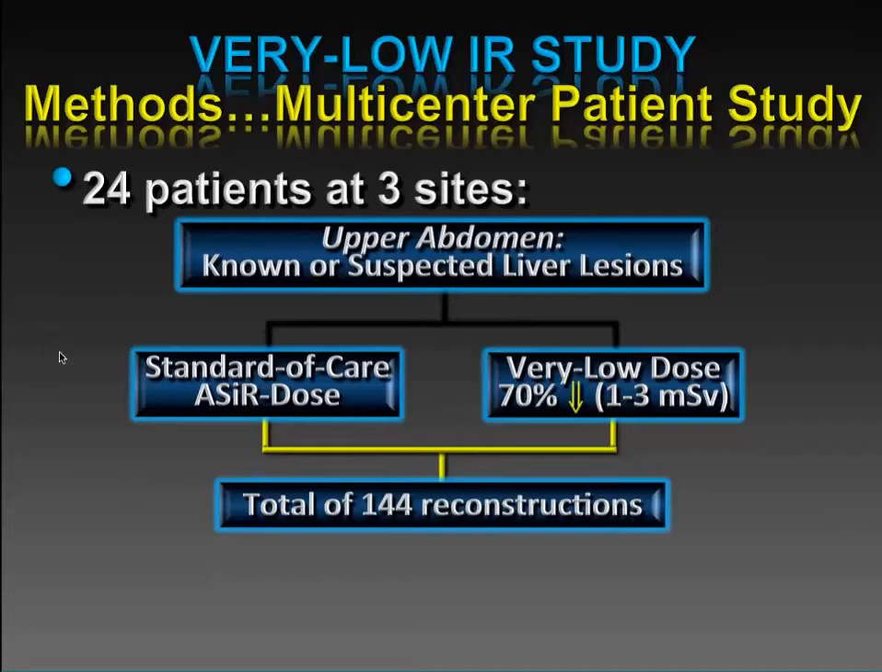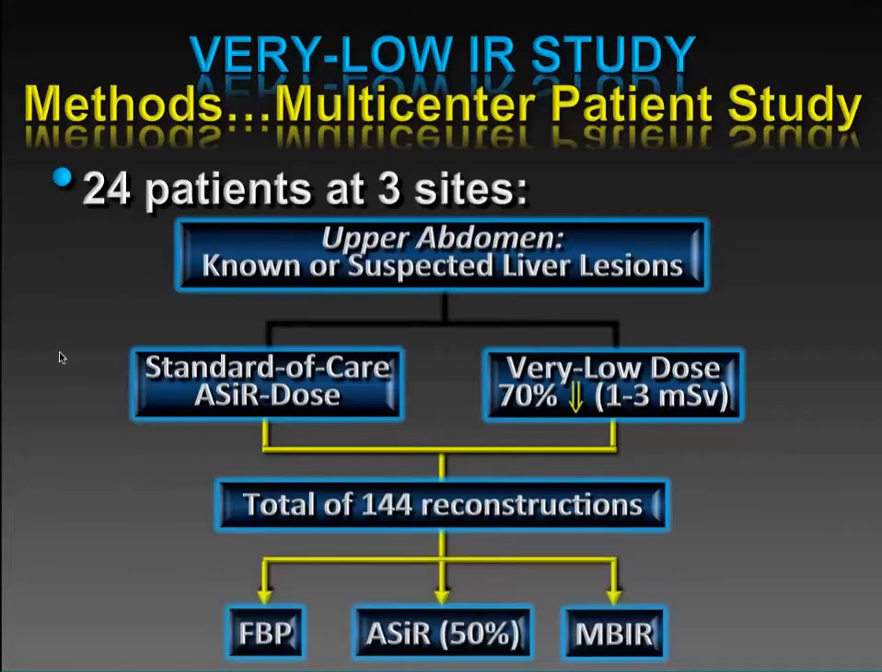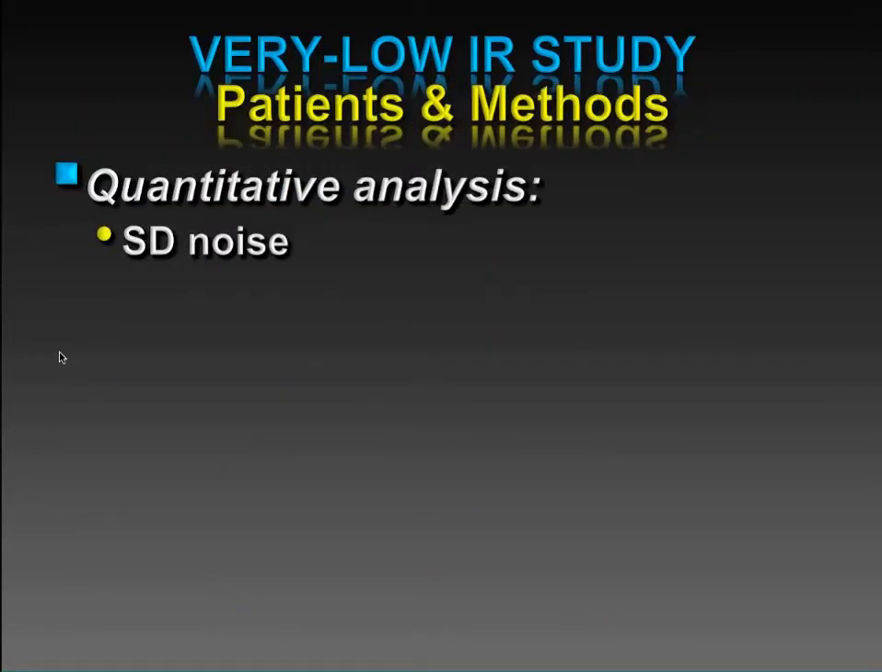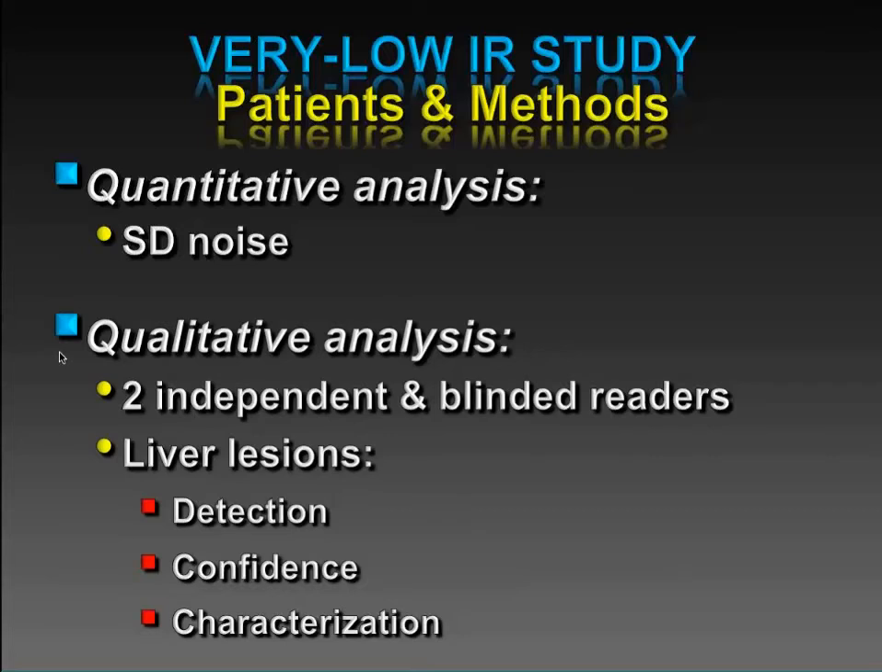It's an aggressive drop in radiation dose, but we wanted to see how it would work. It's not suggesting you go that low. I'm suggesting this is the benchmark for comparison. In those 24 patients, we had a total of 144 reconstructions, including a filter back projection, an ASIR at 50% blending, an MBIR or VAO, and every patient times 2 at both the standard of care ASIR dose and the very low dose. So 6 reconstructions times 24 patients. We looked at both quantitative analysis in terms of noise, as well as qualitative analysis with 2 independent and blended reviewers per case, looking specifically for liver lesions and at image quality.